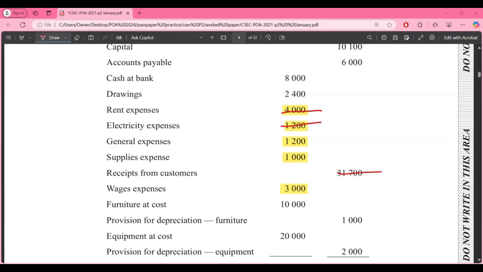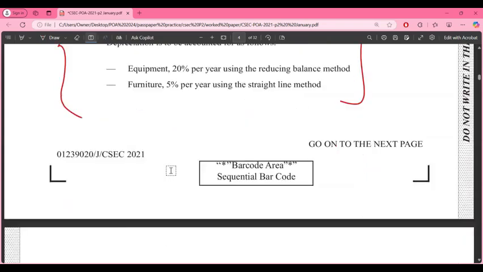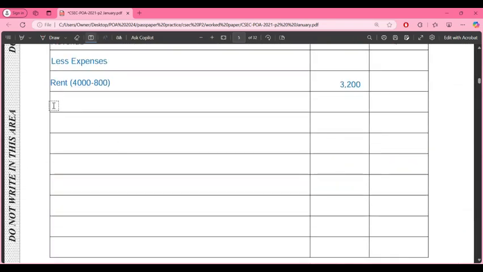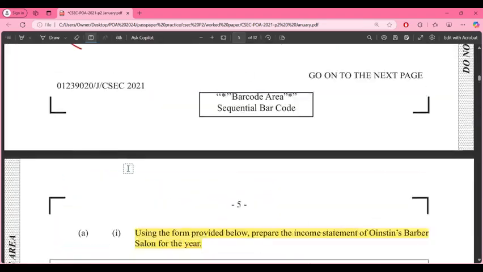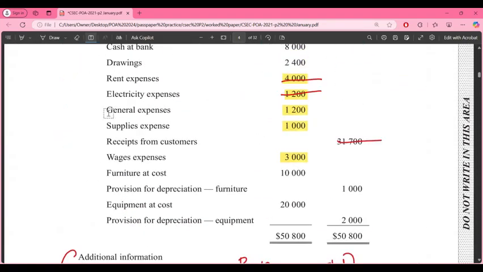The next we have is the electricity expense. Do the same crossing, which is 1,200. There isn't an adjustment for electricity expenses, so you just annotate that just as how it was given the trial balance to the statement, to your income statement. So you will have your electricity expenses, and the amount is 1,200.